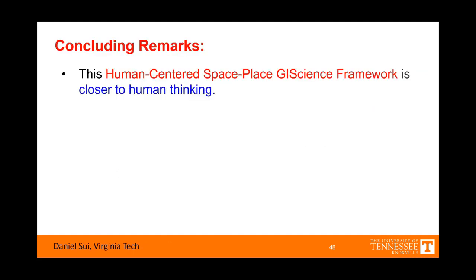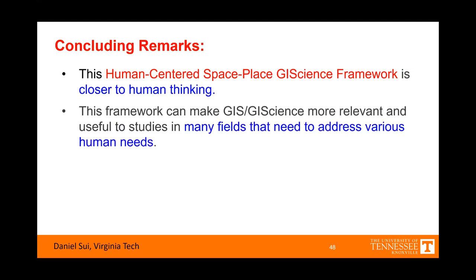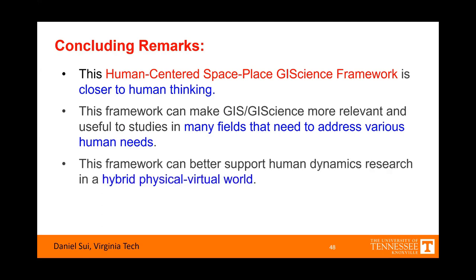Yeah. So let me conclude. So we hope this human-centered space-based GI science framework is closer to how we live. And also we hope this framework can make GI and GI science more relevant and useful to our colleagues in other fields who need to address different kinds of challenges in terms of meeting different kinds of human needs. And also, we hope this framework can better support human dynamics research in a hybrid physical-virtual world.